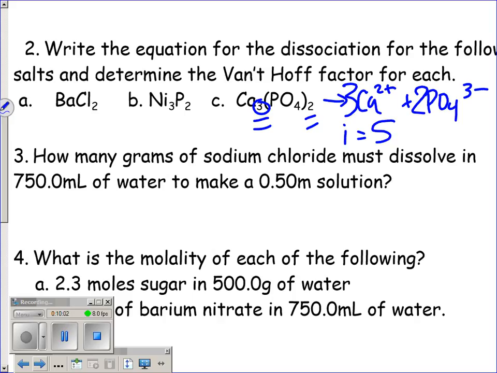So whenever you're writing your dissociation equations out, you will have to think about, is it an ionic compound? Yes. What are the two ions it makes up? Break them up. And then label them with their charges and how many of each of them you have, and then you can add from there.